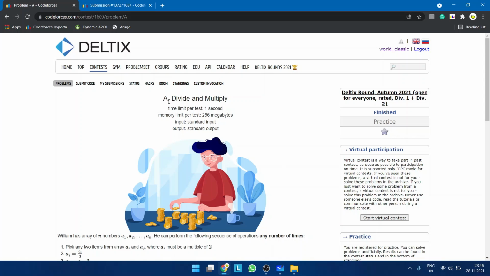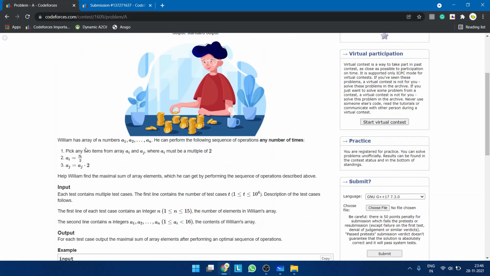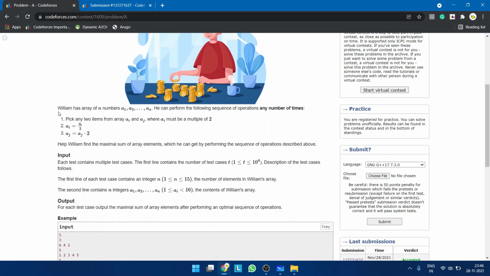Today I am going to discuss the problem Divide and Multiply, which came in the Codeforces Round, Deltix Round, Autumn 2021. In this problem, the problem statement is as follows.